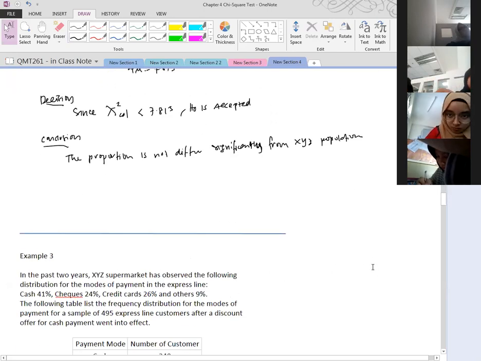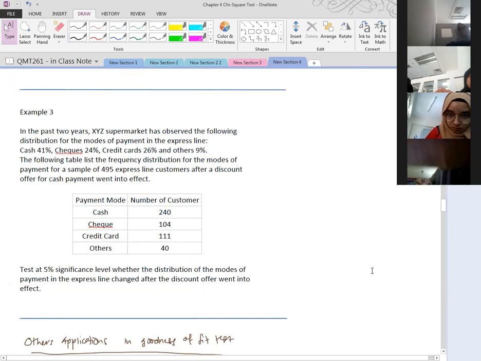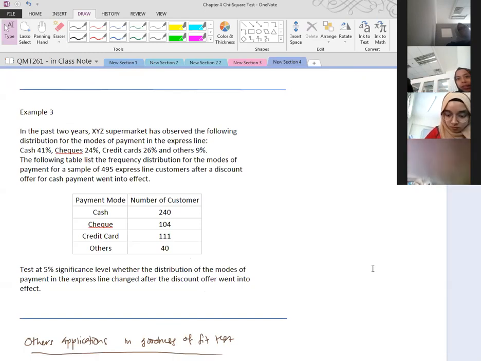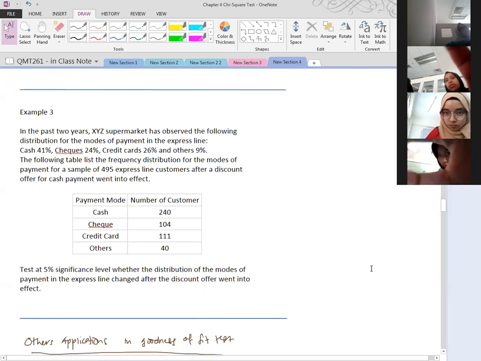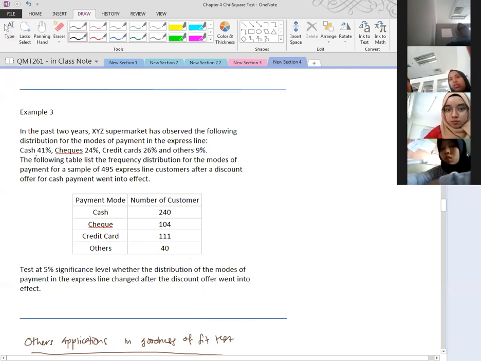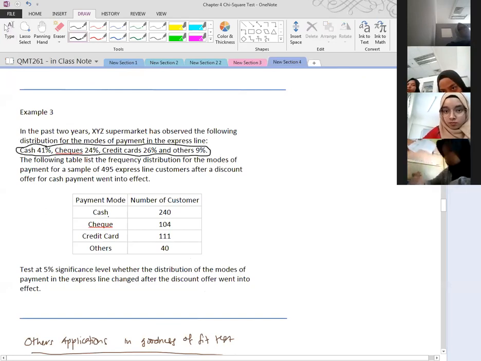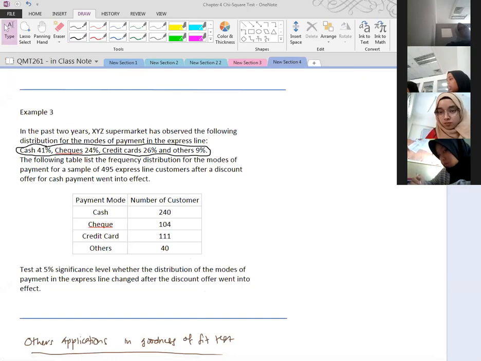So I have another example, but this one I'm going to leave it to you. Please do it by yourself. This one they already give you the P, right? This is your proportion: 24, 41, 24, 26, and 29 and 9%. So this one I require you to solve it and put it into a Flipgrid, right?